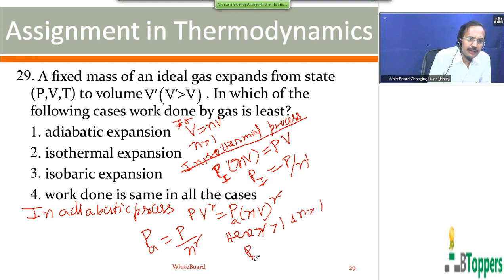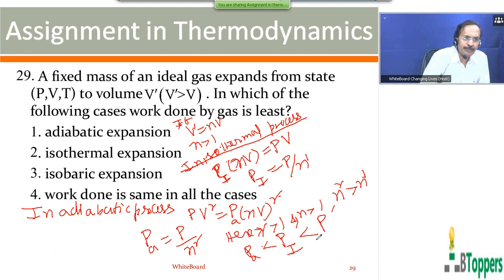So n to the power gamma will be greater than n to the power 1, because gamma is greater than 1 and n is greater than 1. So the final pressure in the adiabatic process will be less than the final pressure in the isothermal expansion, that is less than the final pressure in the isobaric expansion. In isobaric expansion the final pressure is the same, P.